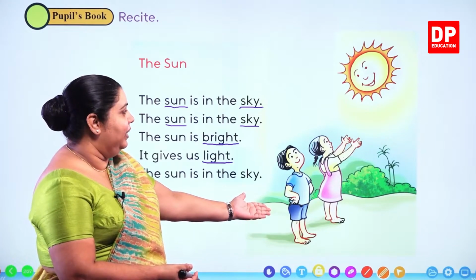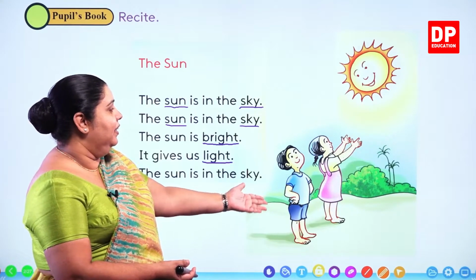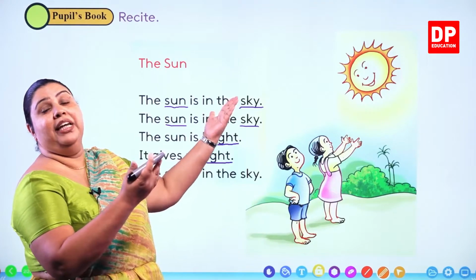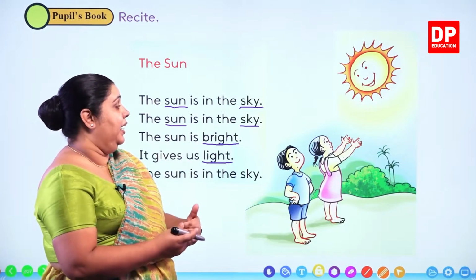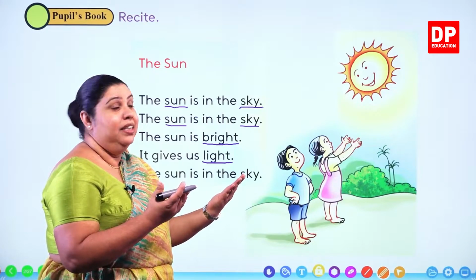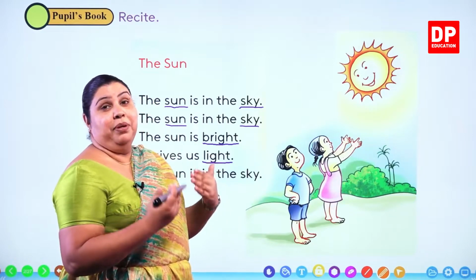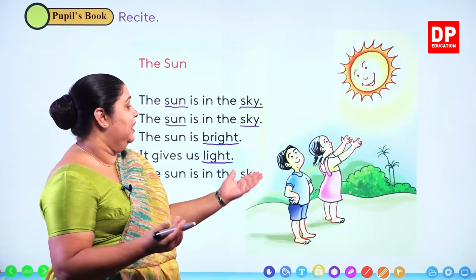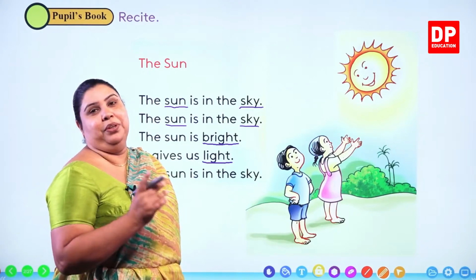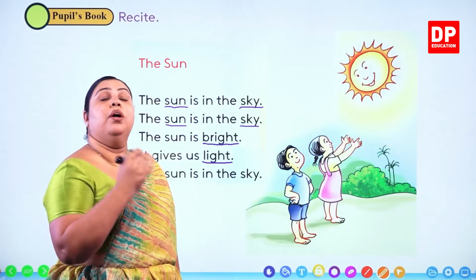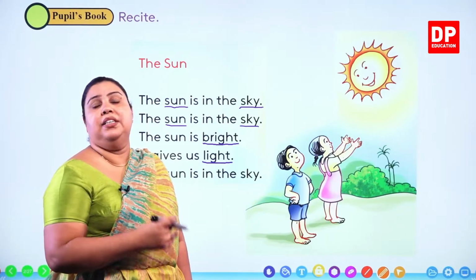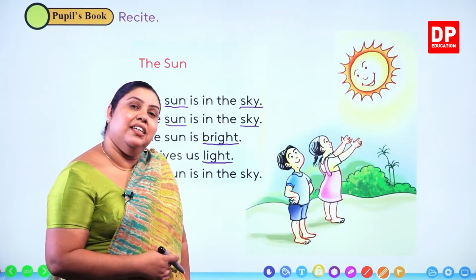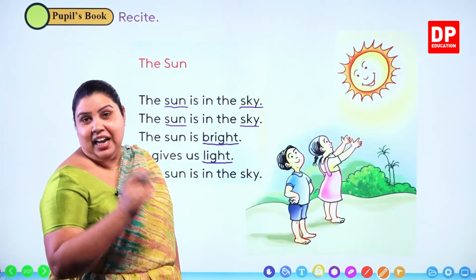Okay. Now look at these two children, the girl and the boy, looking at the sun and reciting the poem. The sun is in the sky. The sun is bright. It gives us light. The sun is in the sky. Okay. So now we are going to talk about the sun. What is this sun? And why is it useful to us? Let's learn about them all in our lesson today.